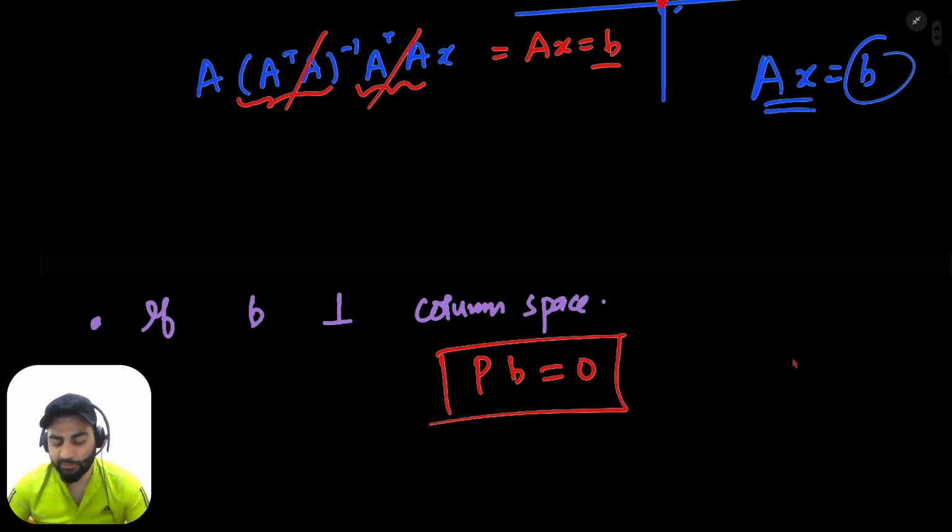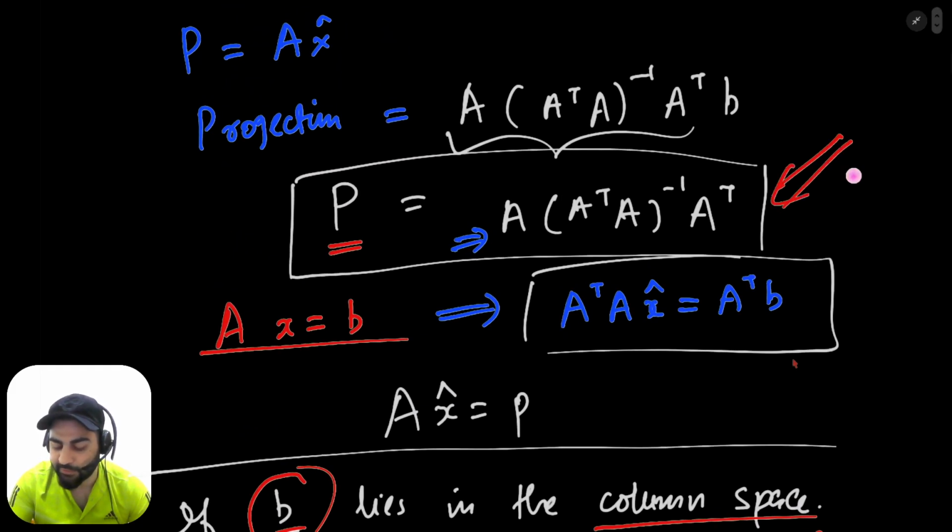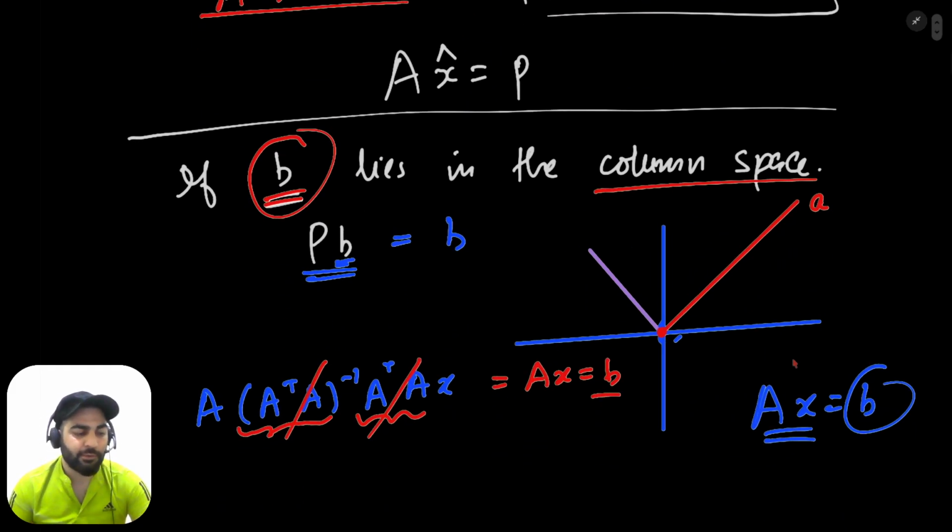Are these points clear? Just to revise, this was our projection matrix that we got in the previous lecture, and these are some implications which I can show.